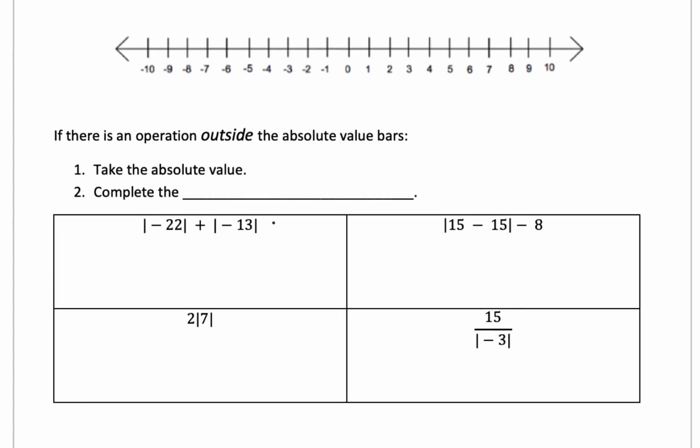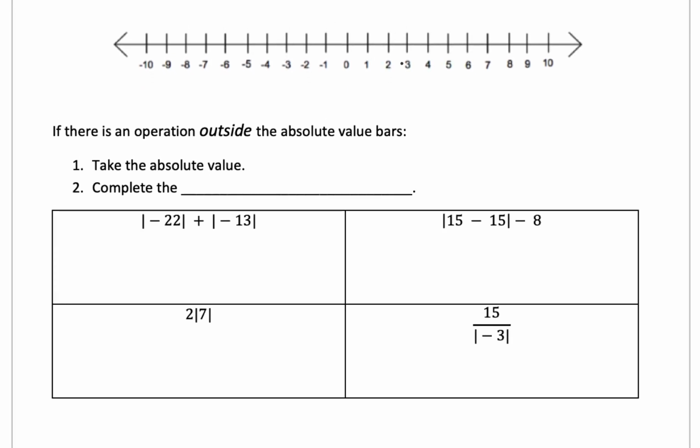Now we're going to continue using that GEMDAS rule and use our number line to help us complete these other examples. But something that's going to look a little bit different is now we're going to have operations that are outside of the bars. So in this first example, we've got the absolute value of negative 22 plus the absolute value of negative 13. So now I have 2 sets of absolute value bars, and in between them I've got an operation.